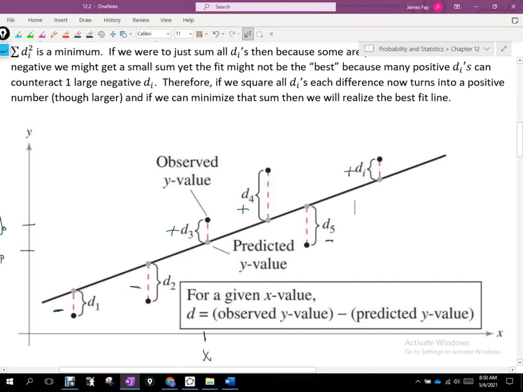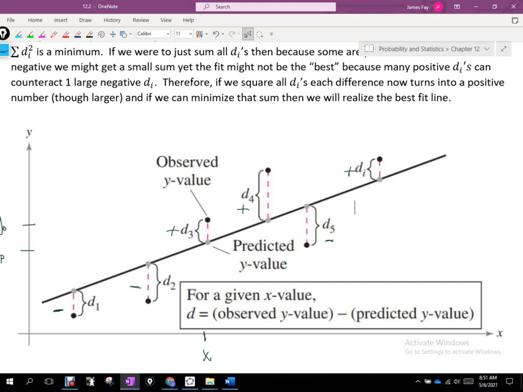So what we do is we square these values, because if I square a negative, what does it become? Positive. Square a positive, what does it become? Positive. So now it forces all of our values to be positive. Of all the different possible lines that could go through there, we sum them and then choose the line that has the smallest sum.